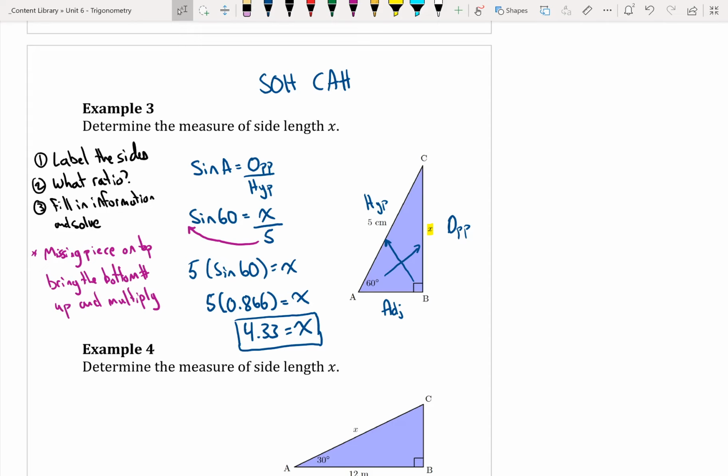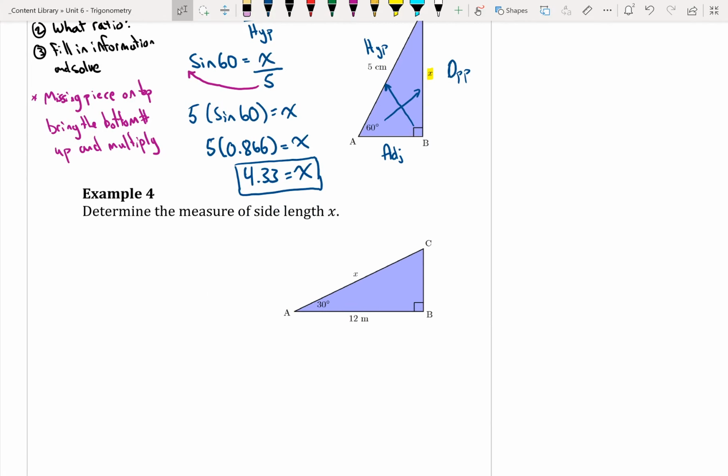And a good way to check if this makes sense is, again, remember the hypotenuse is always the longest side of your triangle. So it makes sense that x has to be less than 5, which it is. And you can also base it on the fact that if looking at this triangle, x should be very close in length to 5 centimeters because they do look very similar, and 4.33 is very close as well.